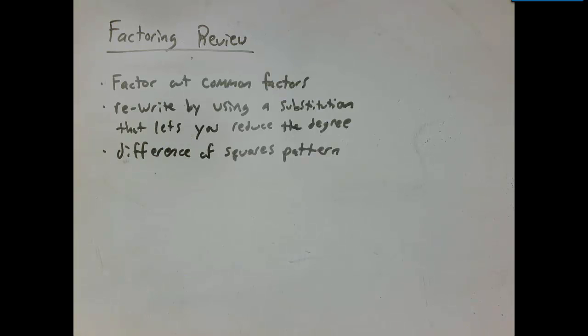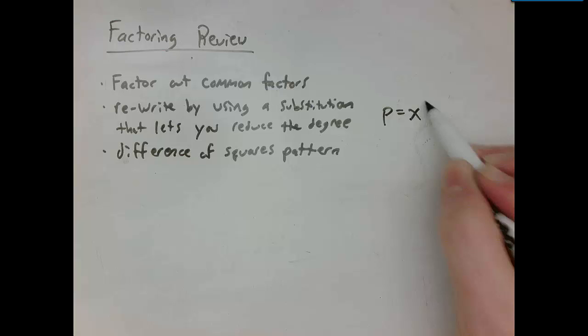So to review, you saw 3 different patterns, which I think you've seen all before. You could factor out all the common factors to all your terms. You could rewrite your equation using a substitution that would let you reduce the overall degree, and we did that when we substituted p for x squared. And then there's the difference of squares pattern.